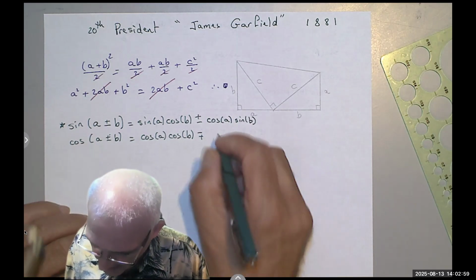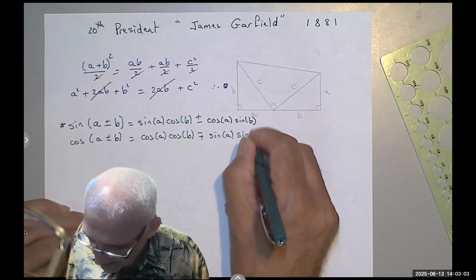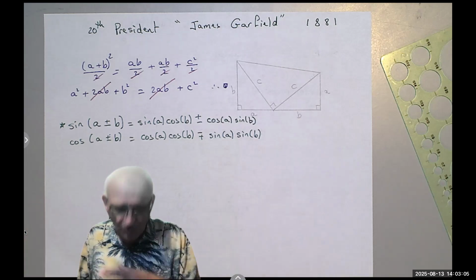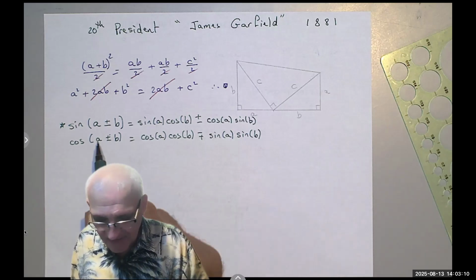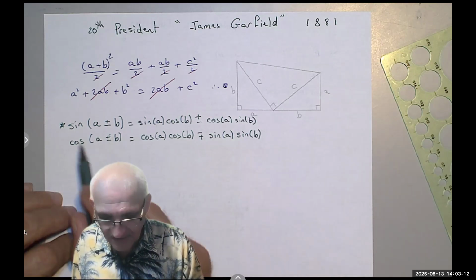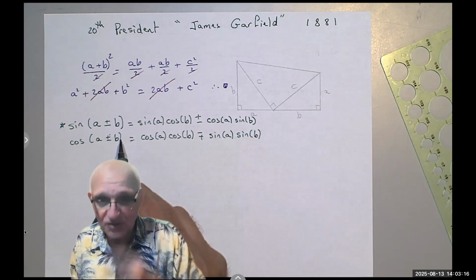Opposite to that, okay? Sine A, sine B. You can prove those easily, by the way. For example, let's take an example. Suppose this is A minus A, cosine of A minus A, meaning cosine 0. We know cosine 0 is 1.